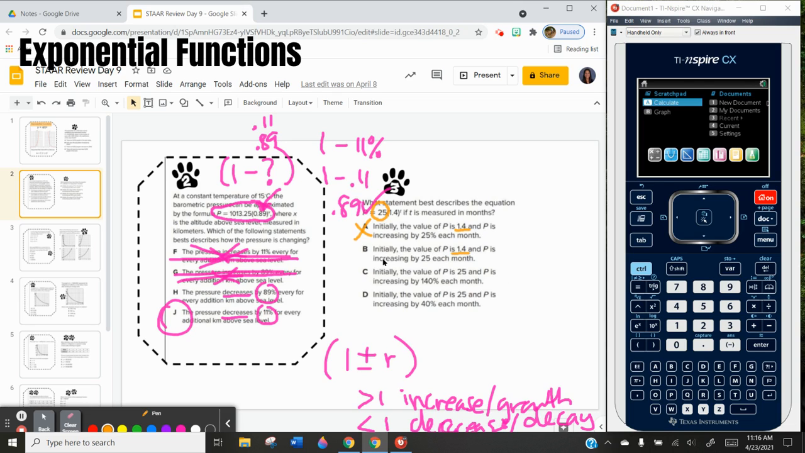B says the initial value is 1.4. That's not right as well. C says the initial p-value is 25, and D says it's also 25, so that is correct. Next, is it increasing? Look at both of these. They both say increase. That is correct.